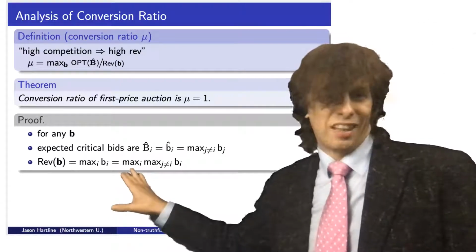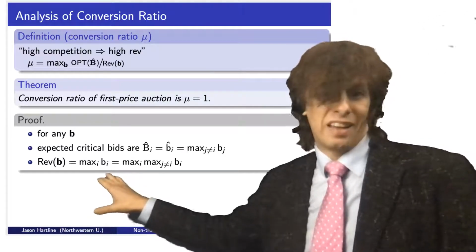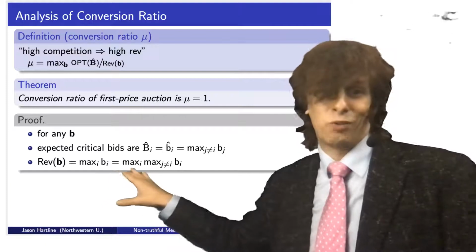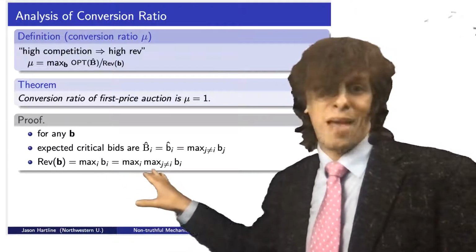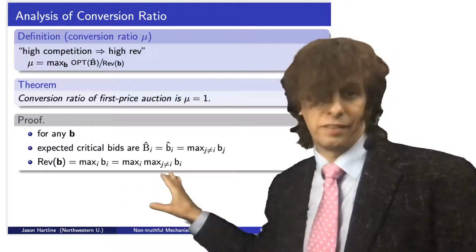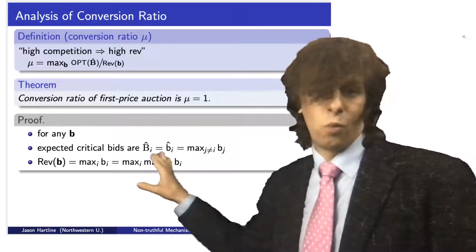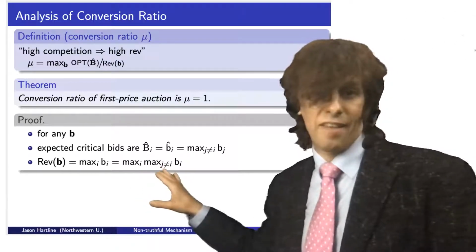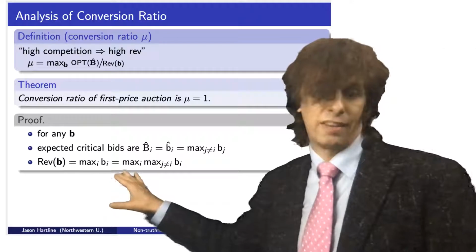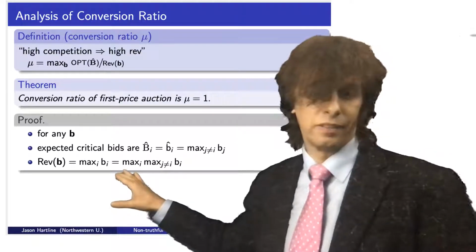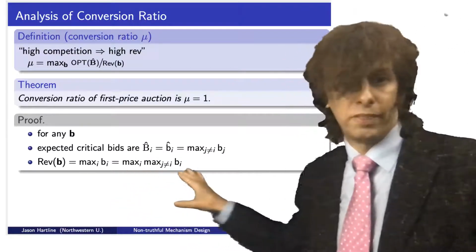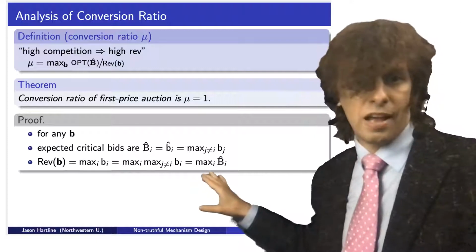rewriting it just a little bit, the max over b_i is equal to the max over i of the max over j not equal to i of b_j. Okay, in particular, one of these maxes is going to have the highest bid in it, and so the max over that is going to have the highest bid in it. Cool. But this is just the max over i of b_i hat.